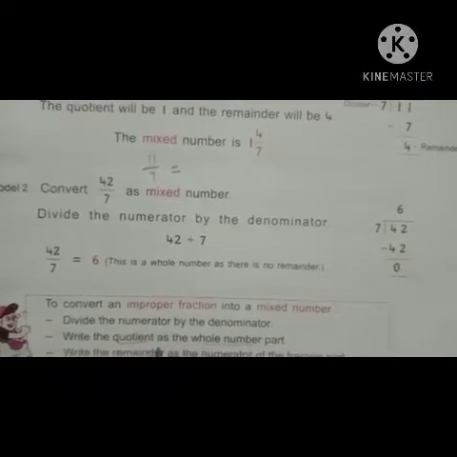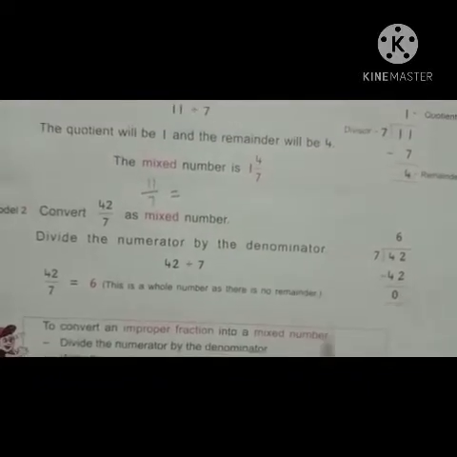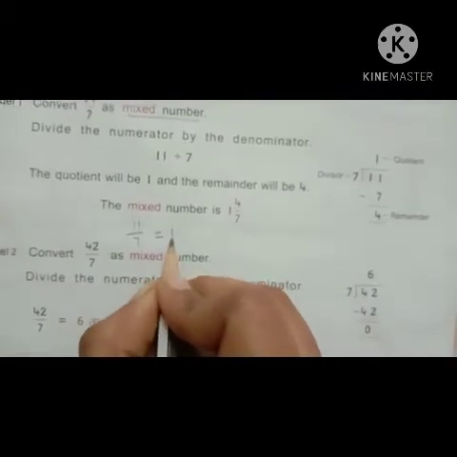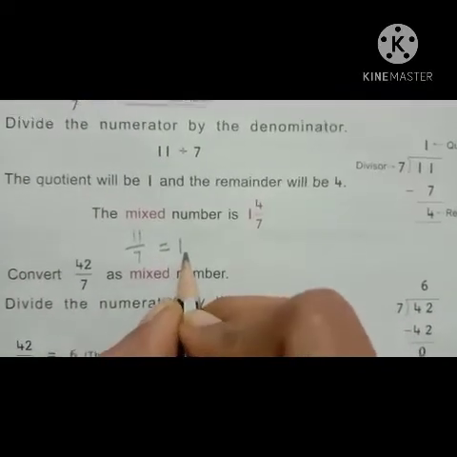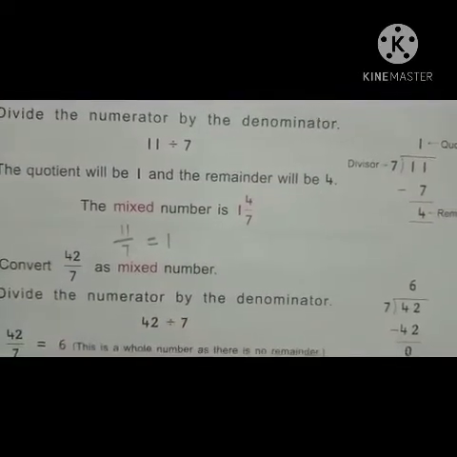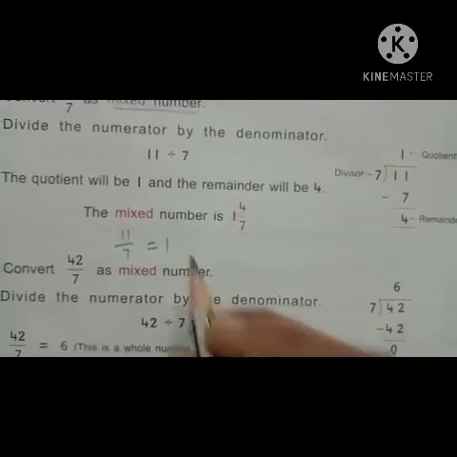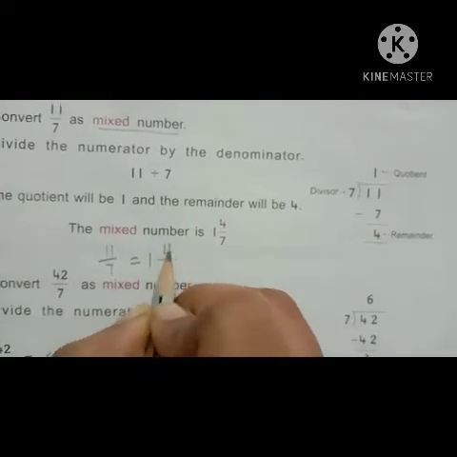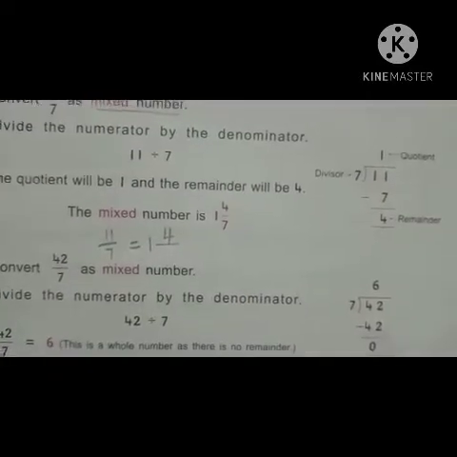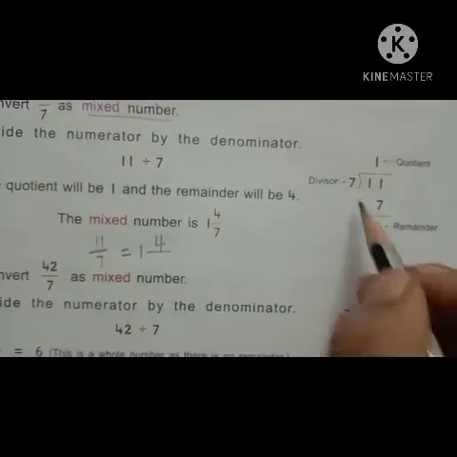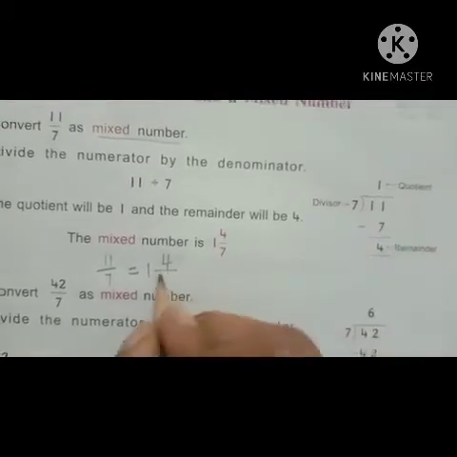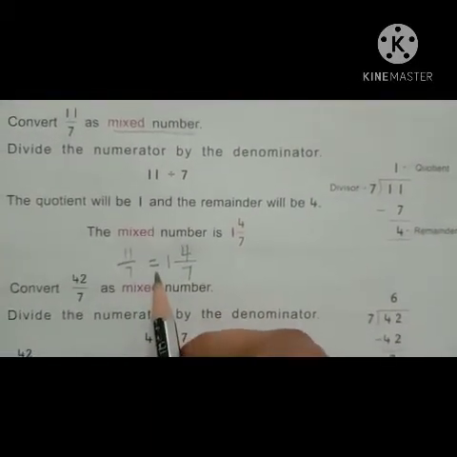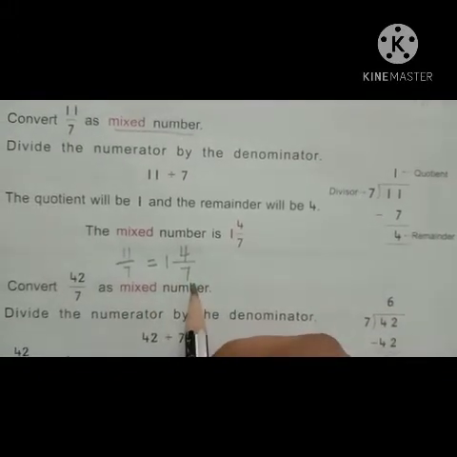Children, write the quotient as a whole part. What is the quotient here? Quotient is 1. We have to write the quotient as the whole part. Next, write the remainder as a numerator. So here we have to write 4. Next, write the divisor as a denominator. See here, children, 11 by 7 equals 1, 4 by 7.